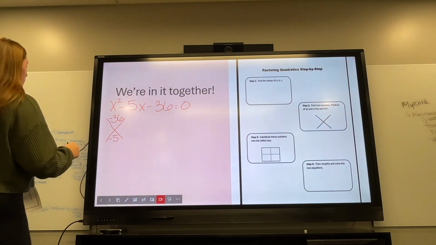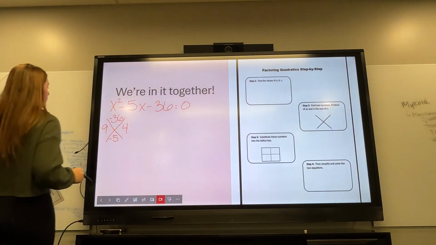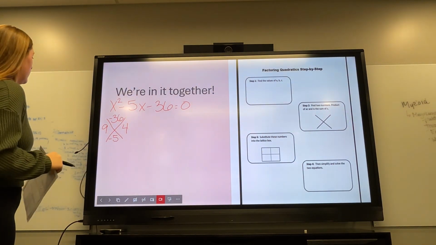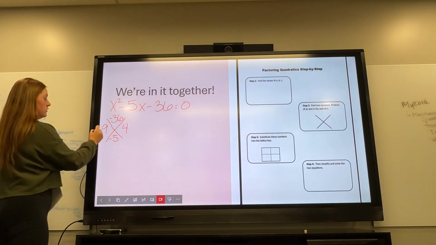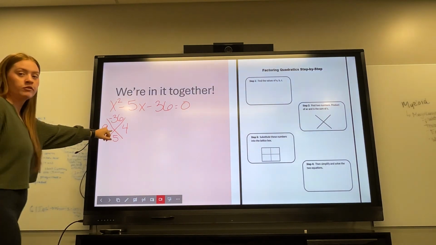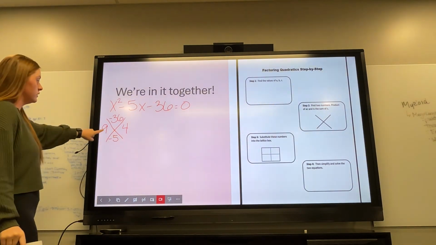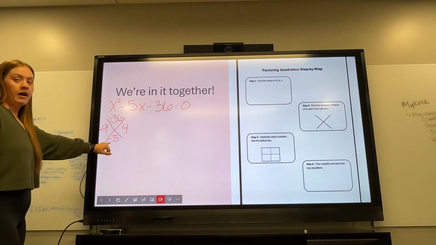Mine is going to be, I know that 9 times 4 equals 36. But this has to be negative, and so does this sum, so I'm going to make my 9 negative. Negative 9 times 4 is negative 36, and negative 9 plus 4 is negative 5.